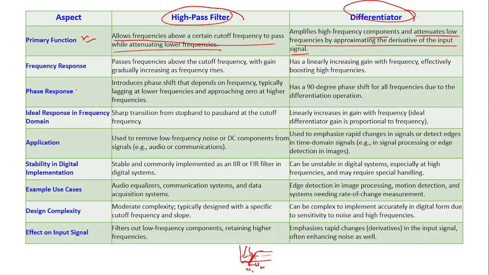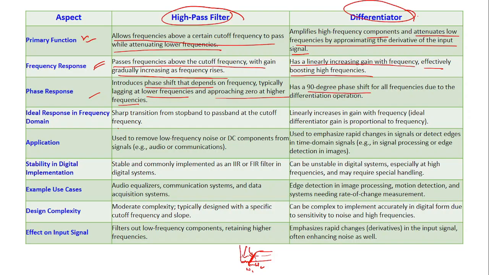Okay, so the frequency response passes frequencies above the cutoff frequency with gain gradually increasing as frequency rises. It has a linear increasing gain with frequency, effectively boosting high frequencies. The phase response introduces a phase shift that depends on frequency, typically lagging at lower frequencies and approaching zero at higher frequencies. Over here it has a constant 90-degree phase shift.